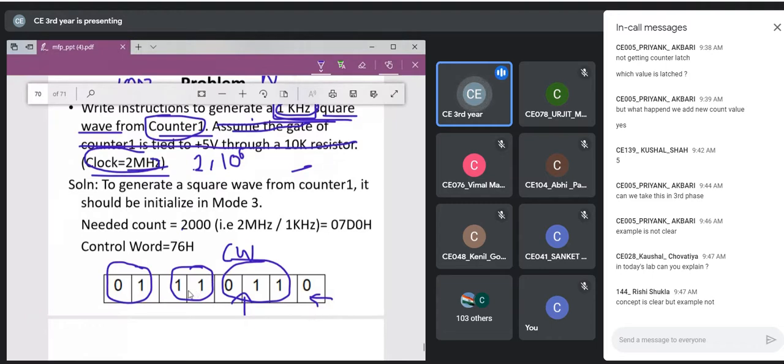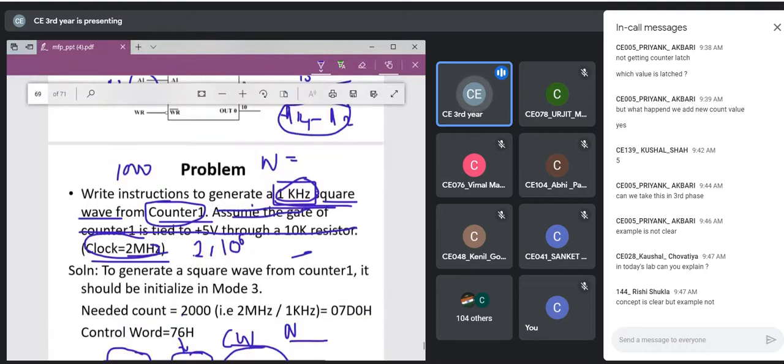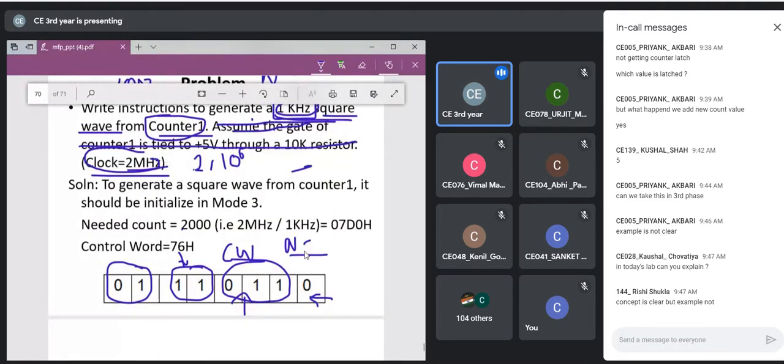Now the only thing is that you have to decide whether you will go for only LSB, only MSB, or LSB and MSB both. For that, you need to know what count you want your counter to have. So that n value is needed, and that n value will be obtained from this equation. What is that? The equation is clock frequency divided by n is equal to your signal frequency.